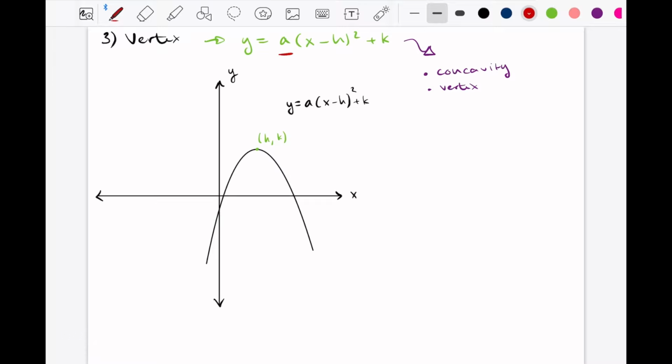And here, the defining features are h and k. The h is going to be the x value of your vertex, and the k is going to be the y value. So you're going to have this point right here, (h, k), at your vertex. And yes, this is mainly what this form is used for.